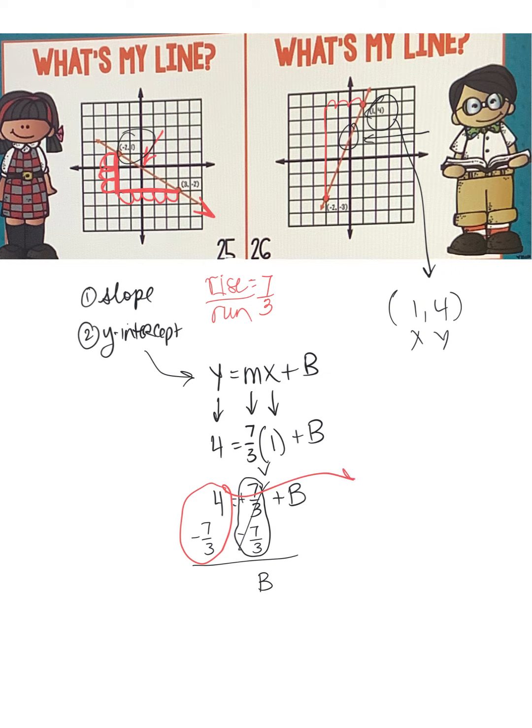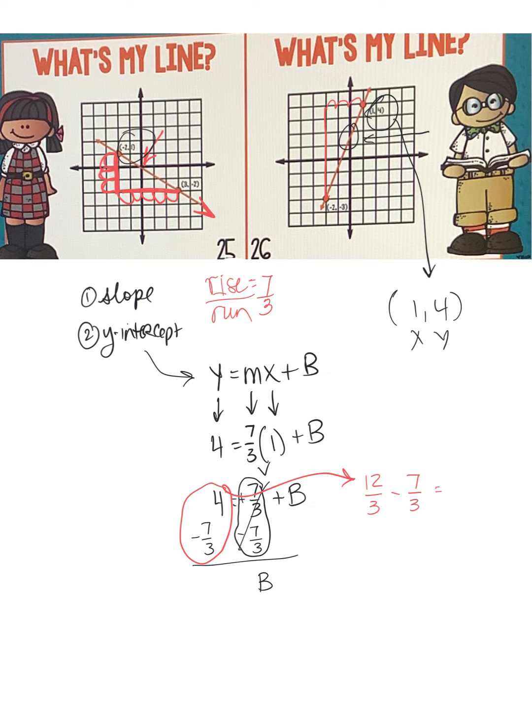I'm going to move it over here. In order to make this possible, I have to have a common denominator. So I'm going to change the 4 to 12/3, because 12 divided by 3 is 4, right? So 4 is the same as 12/3. I changed it so that I can subtract 7/3.